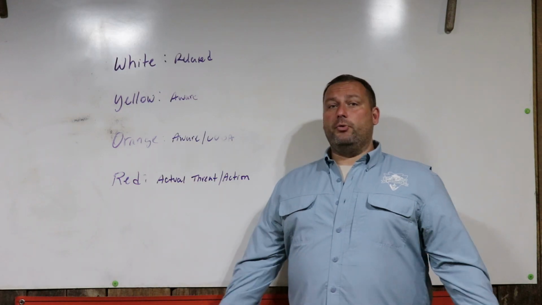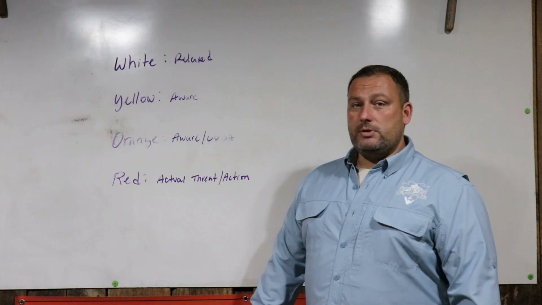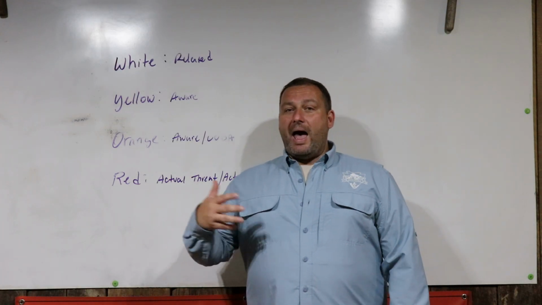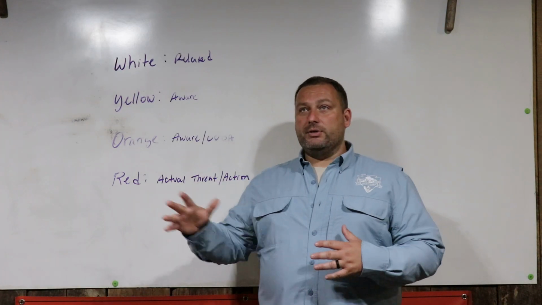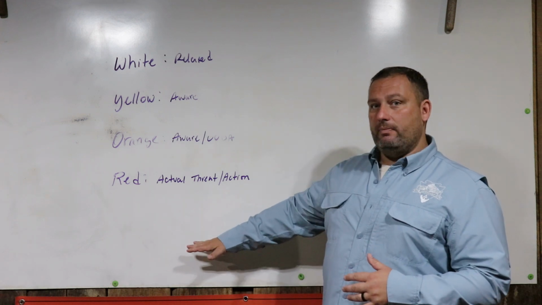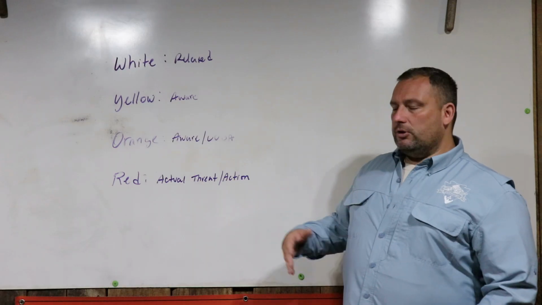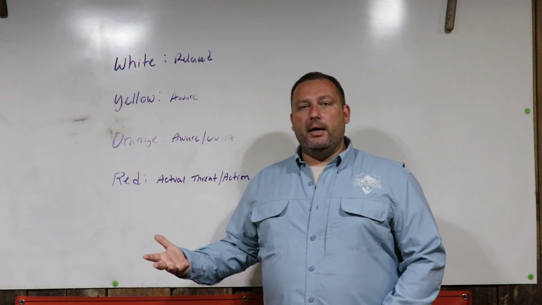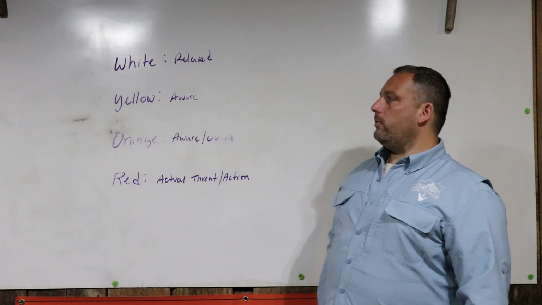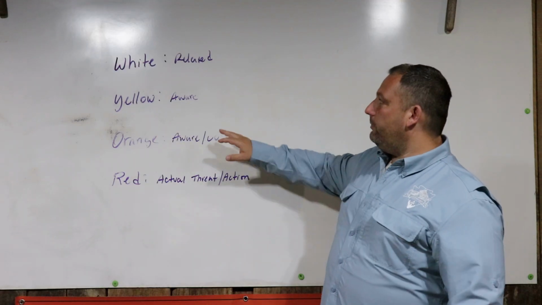Condition red: there's an actual threat. You're in the middle of it, so to speak, or you're beginning to act on it. There's another level to this called condition black, which is like you're in the fight. But this one is you're acting on the actual threat at this point. And this is the one we want to focus on. We want to keep it at four and keep it simple.